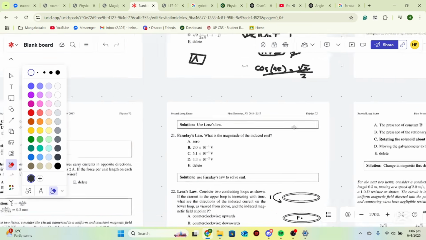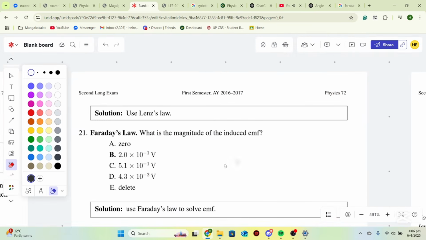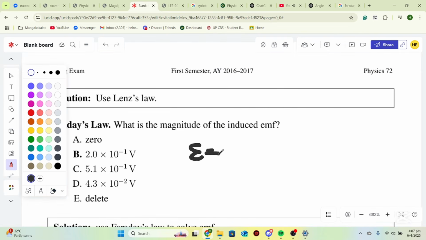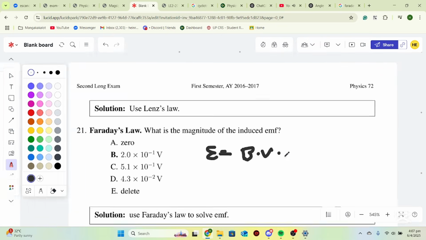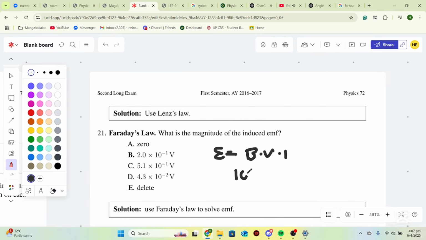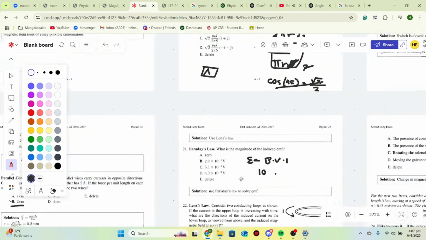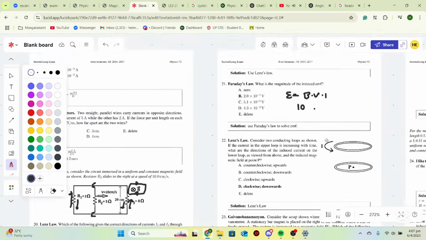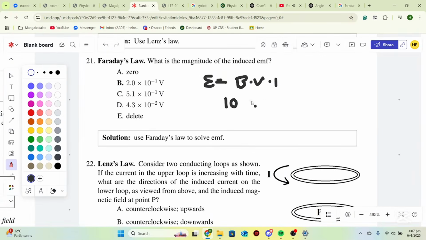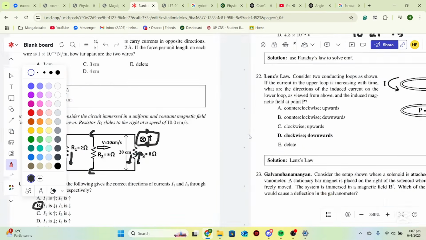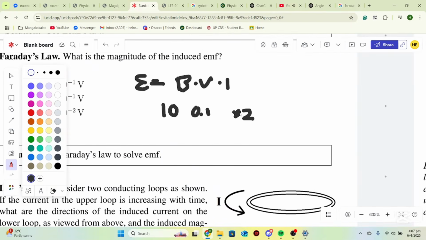So for number 21, what is the magnitude of the induced EMF? The induced EMF is just equal to E is equal to the magnetic field times the velocity times the length of the rod. So this is 0.01, 0.1, 0.1, that's like 2, correct? 20 cm, 0.2, 0.2.